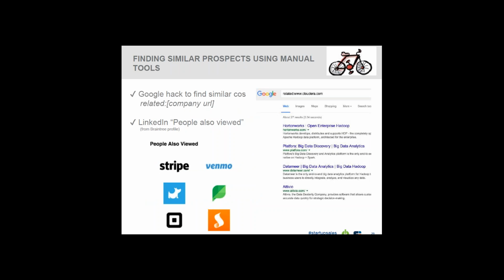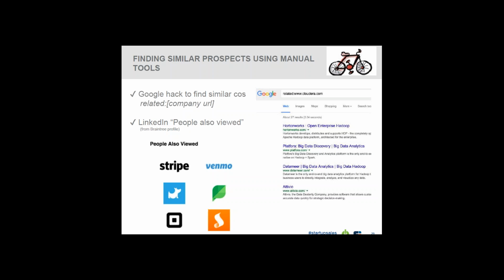The one nice little Google hack that we found to find similar companies is a search where you do related: and then type in the company URL. So here you see Cloudera. I did related: www.cloudera.com, and you see all the similar companies that have come up. This is not foolproof. Google is amazing, but they don't do this well for every single company.